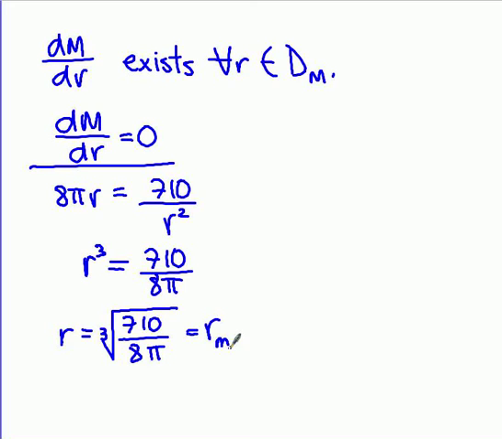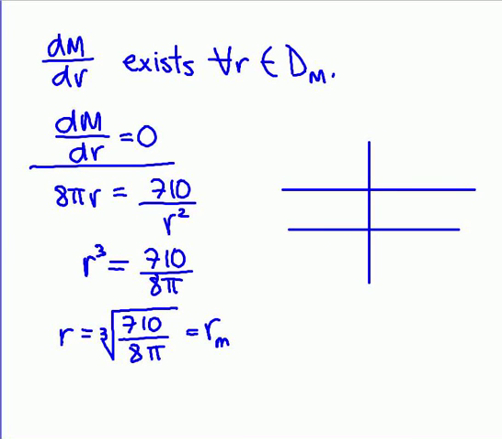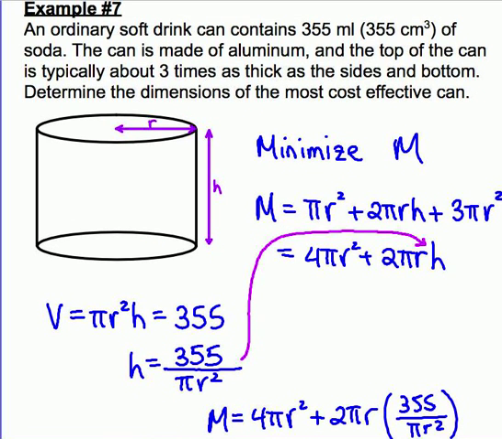And now I can look at a labeled sign chart. Just like in the last example, I want one vertical bar. I always want 2 horizontal bars. I'm going to label the vertical bar with my critical value, which in this case is r equals r_m. I'm interested in knowing what happens to m prime and m. And I could work out a number for this and try and substitute values in on either side, but I'm going to do the same trick that I've done a number of times, and that is to consider what happens as the radius goes off to the edges of my domain.